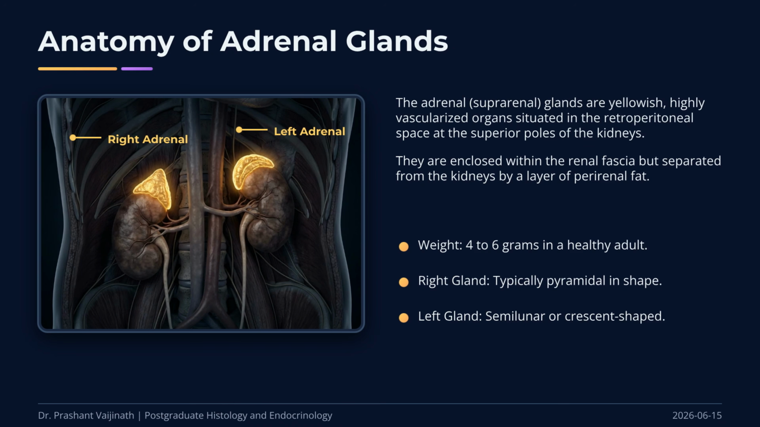The adrenal glands are small, yellowish, highly vascular endocrine organs, situated retroperitoneally above each kidney. The right adrenal gland typically has a pyramidal shape, whereas the left adrenal gland is semilunar or crescent-shaped. Each gland weighs approximately 4 to 6 grams and is surrounded by a connective tissue capsule. Despite their small size, the adrenal glands are essential for survival because they regulate metabolism, blood pressure, electrolyte balance, and the body's response to physical and emotional stress.